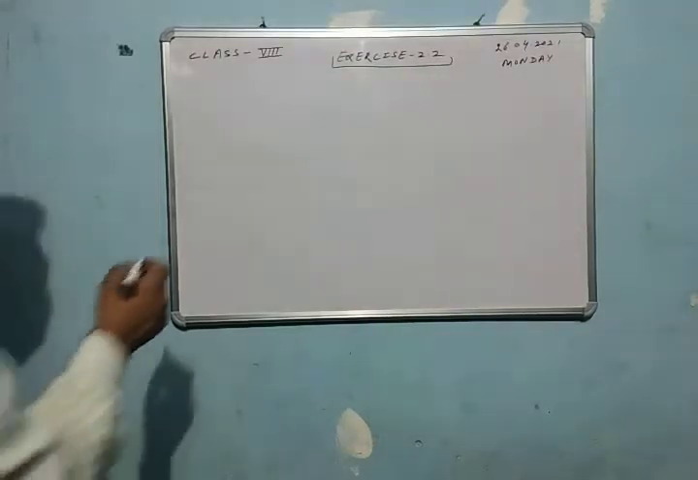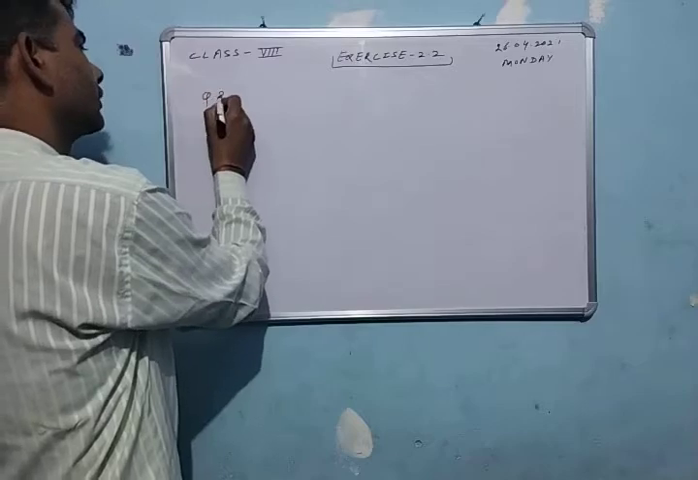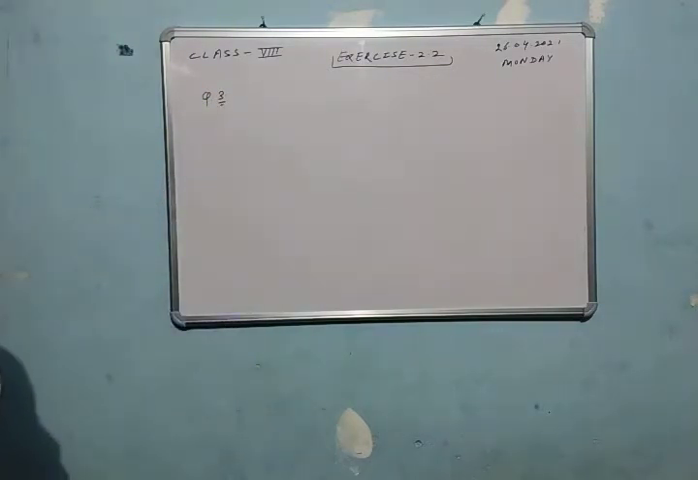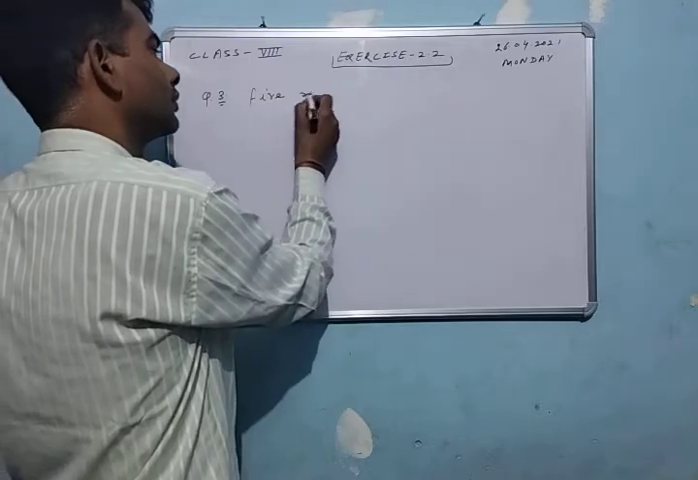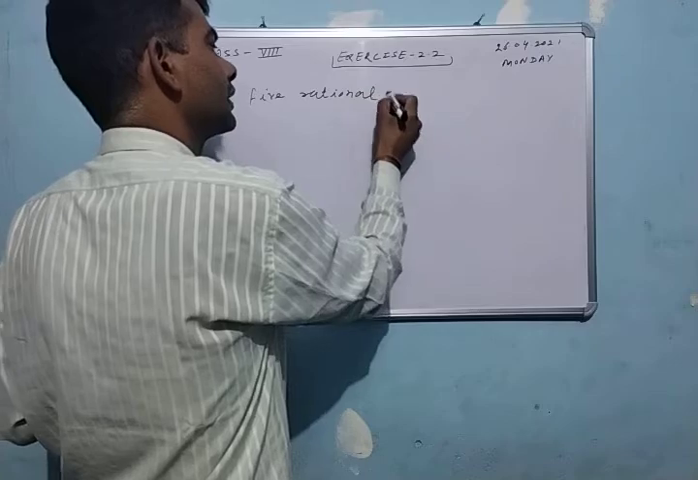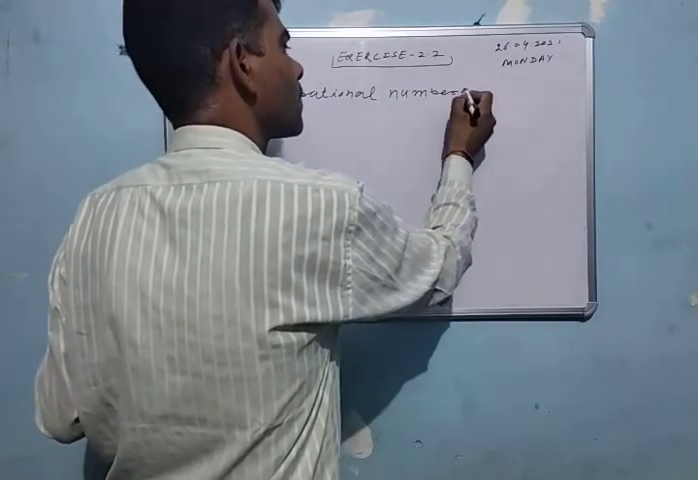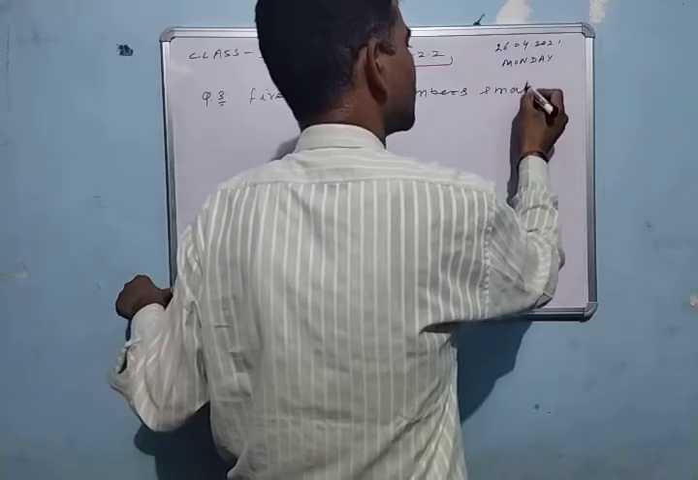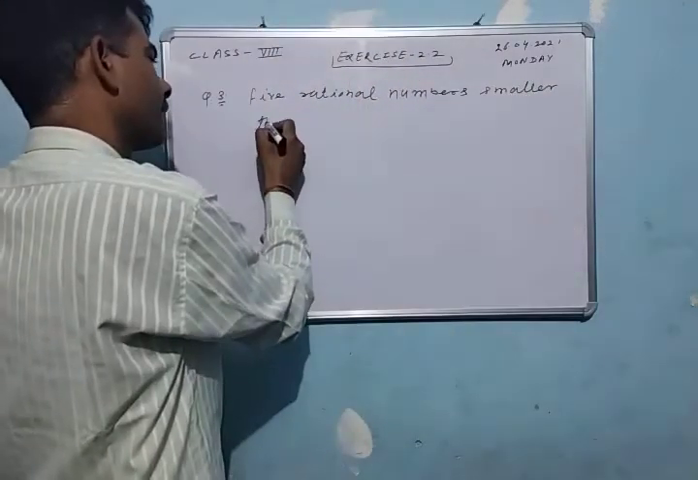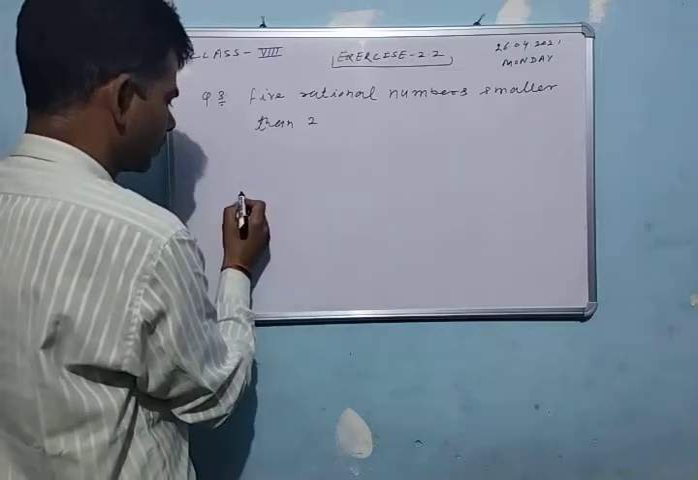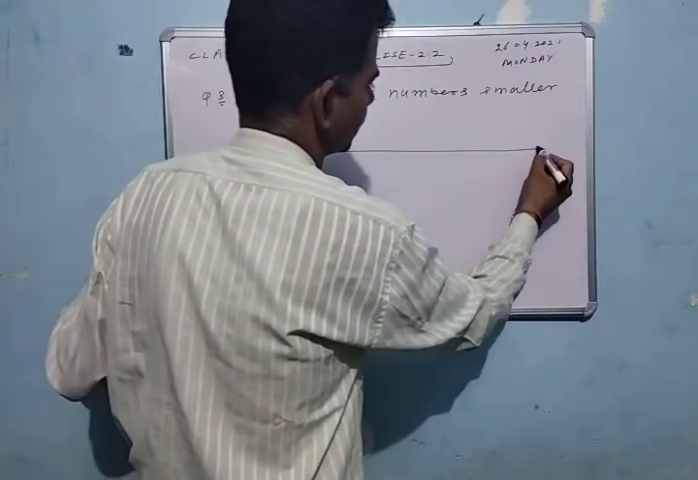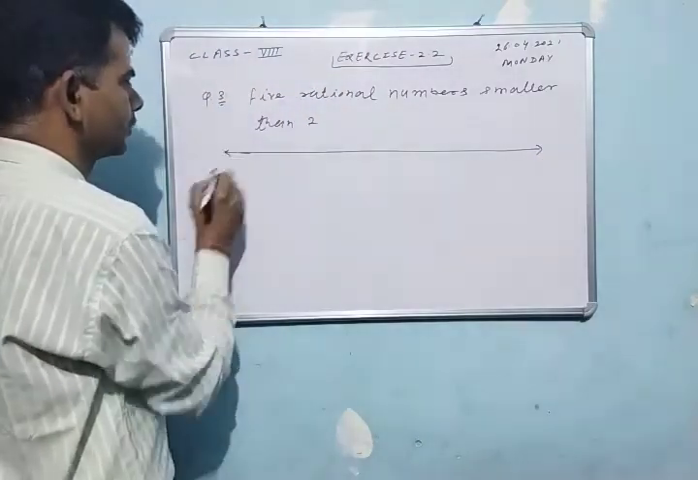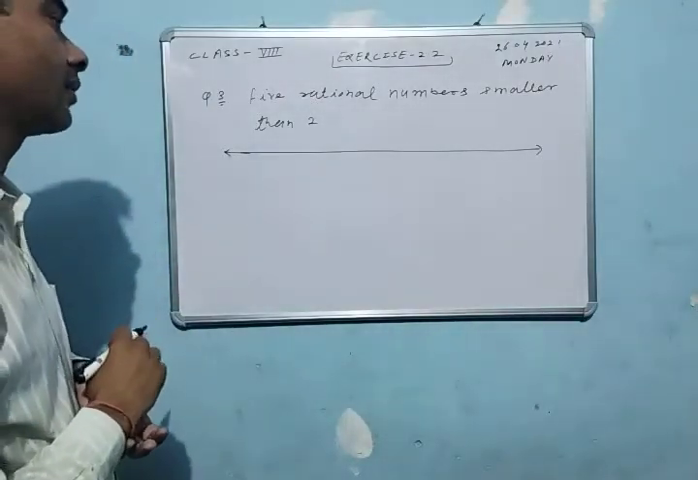Students, next is Exercise 2.2, question number 3. Write 5 rational numbers which are smaller than 2. Now students, draw a number line. Find 5 rational numbers smaller than 2.